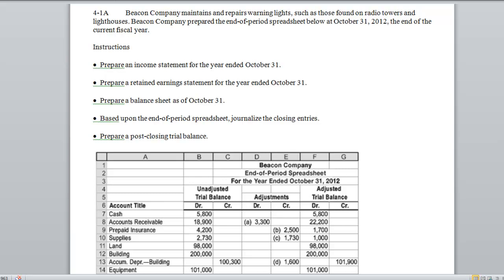Hey guys, today we're going to do problem 4.1a. Okay, so we have a company here and we're going to prepare these financial statements. Then we're going to prepare some closing entries, and lastly we're going to wrap up the accounting cycle by preparing a post-closing trial balance. So let's take a look at the company.